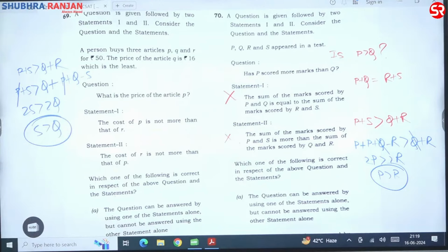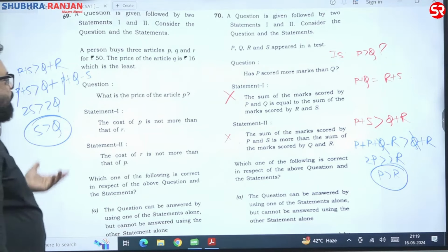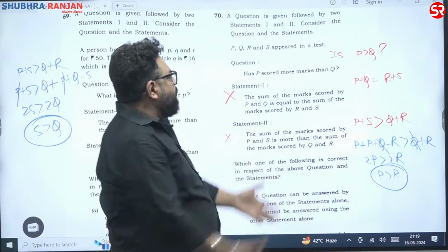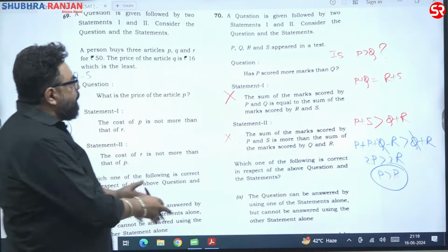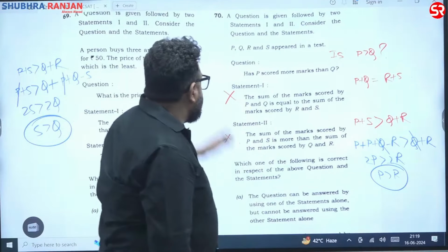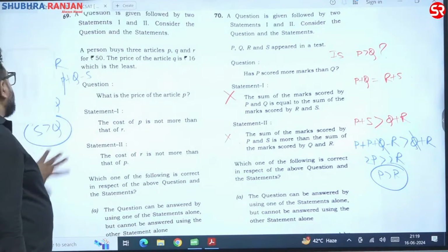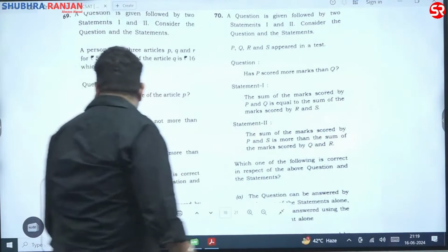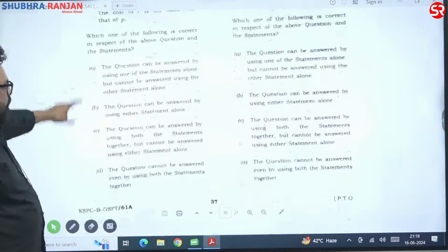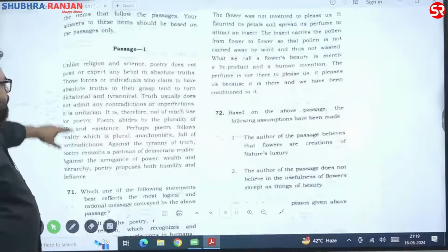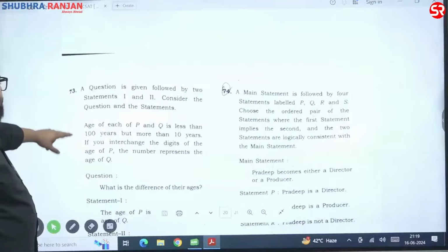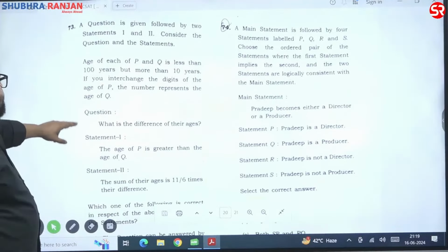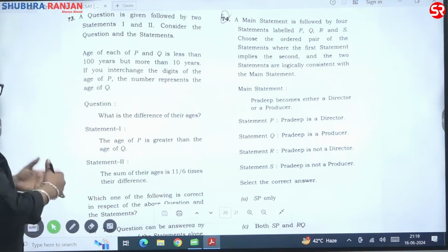So P is greater than R, S is greater than Q, but I am not getting any relationship between P and Q, isn't it? So there is no relation that I am able to form. If you put any other values also, you would keep on getting this. So I am not getting any relationship at all. So I would say the answer is again 4. Even combining them together, we are not able to give a proper answer.